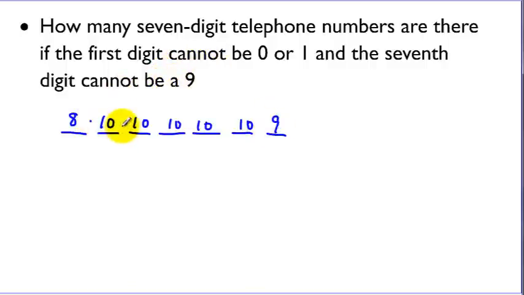So to find the total number of telephone numbers, we would multiply this together, and we're going to get 72, and then we've got 1, 2, 3, 4, 5 zeros. So there would be 7,200,000 different telephone numbers that we could create.